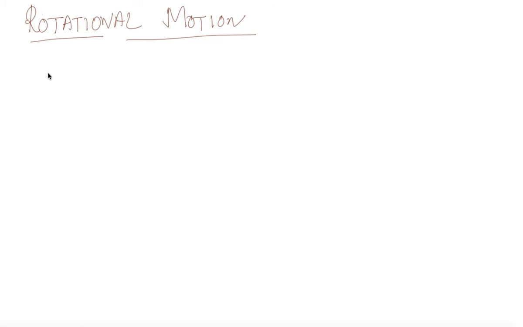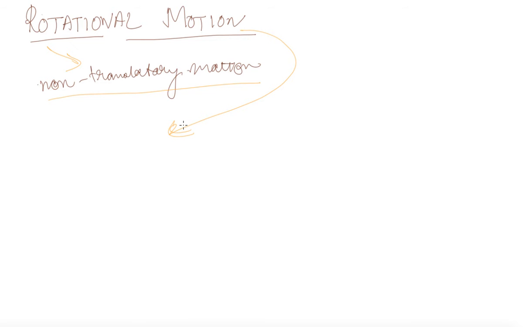Before that, I want to make one thing clear. Non-translatory motion. All rotational motion falls under non-translatory motion, but not all non-translatory motion falls under rotational motion. So rotational motion is a specific type of motion. Now let's see why this is specific.